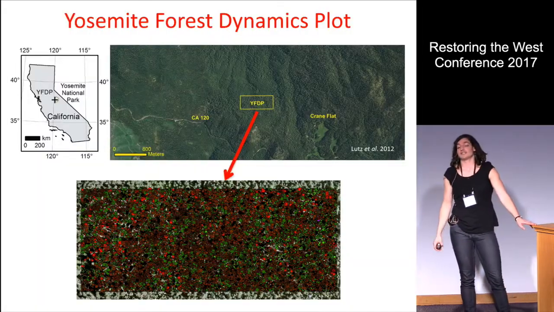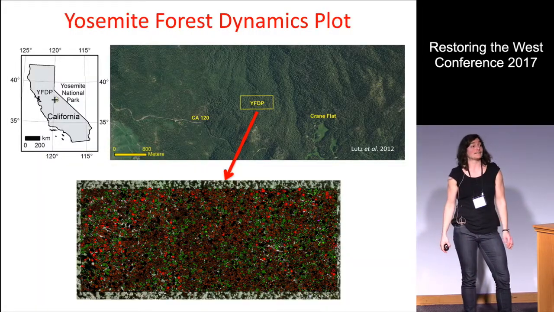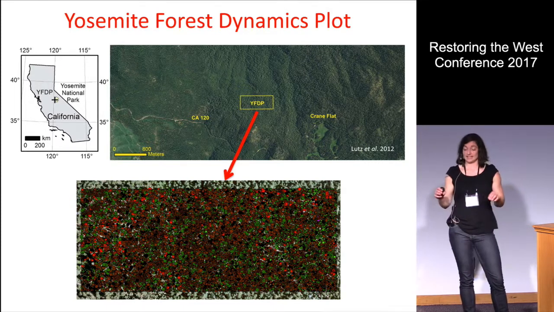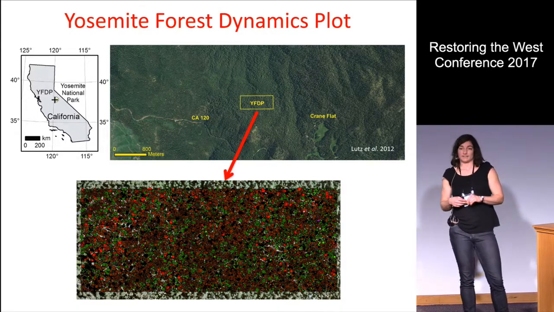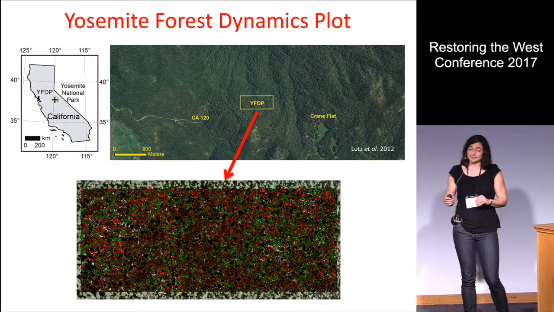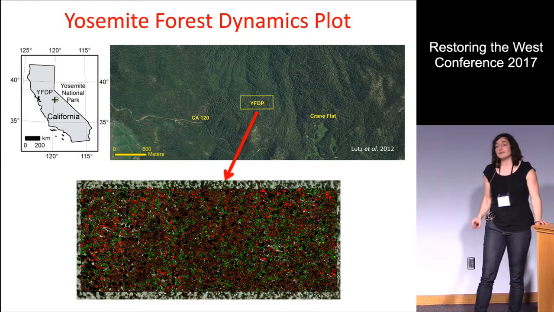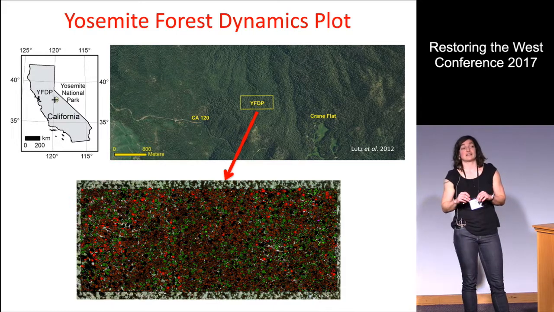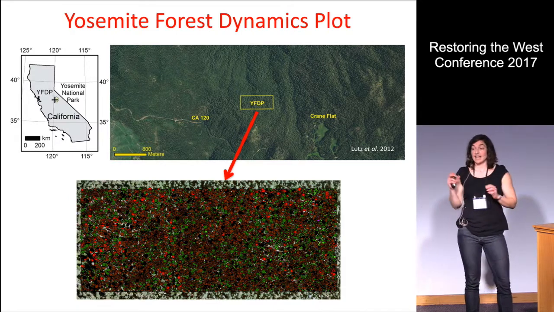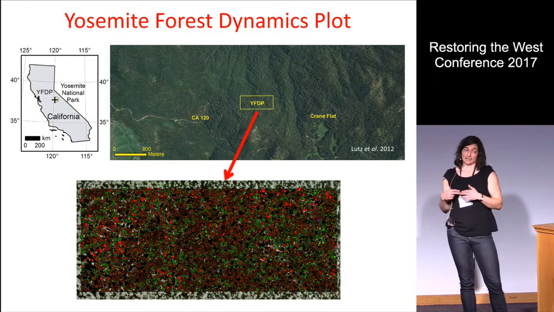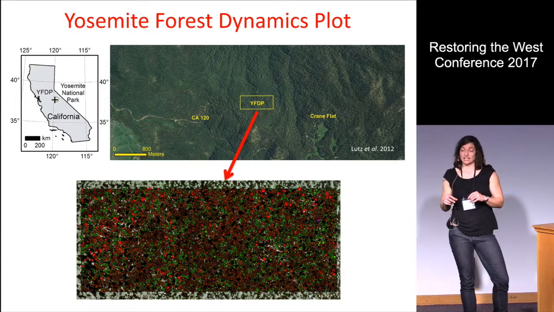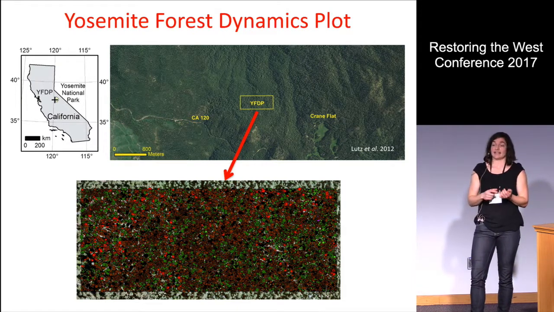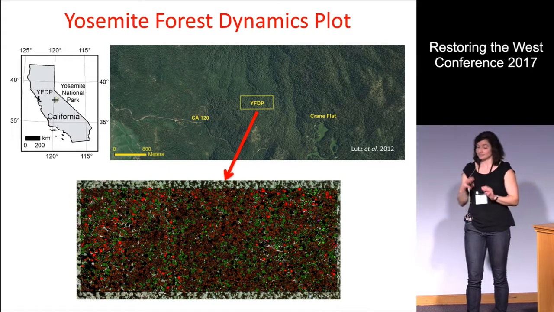To address these research questions, I'm using data from the Yosemite Forest Dynamics plot, which is a 25.6 hectare plot in white fir sugar pine forest that's about 500 years old in Yosemite National Park. The plot was established in 2010, and all trees that were greater than 1 centimeter DBH were tagged and mapped. And at that time also, all snags greater than 10 centimeters DBH were tagged and mapped. For the snags, we also recorded decay class and height, as well as DBH and species.